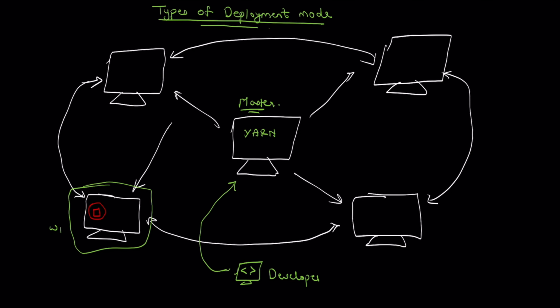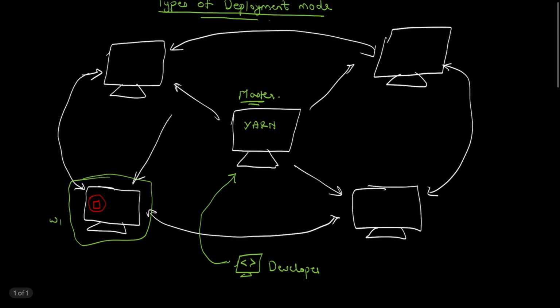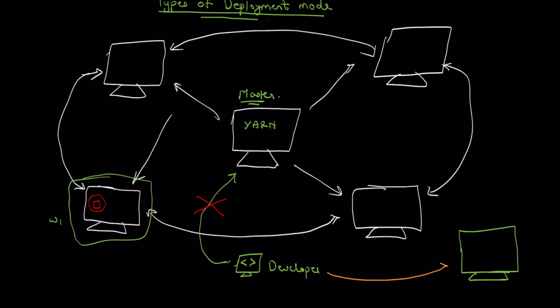So what we do is we will be creating an edge node, and we won't give the developer direct access to the cluster. Instead, we will be giving the developer access to the edge node. Now, the developer will be accessing the edge node, and the edge node will be having the access to the cluster. So if the developer wants to run the code, he would be submitting it on the edge node, and then it would be executed on the cluster.